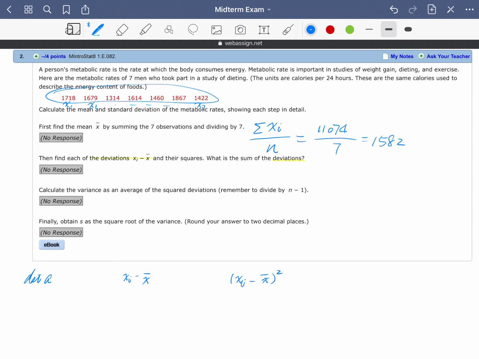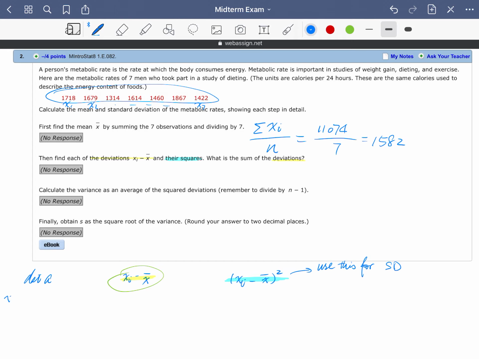So now this is the deviation, and their squared refers to this part. They are different. We use this for the calculation of standard deviation, but the deviation itself only refers to this part. So don't get confused about these two terms.